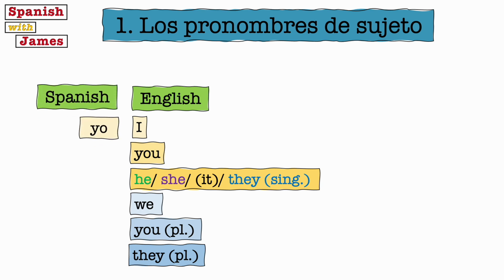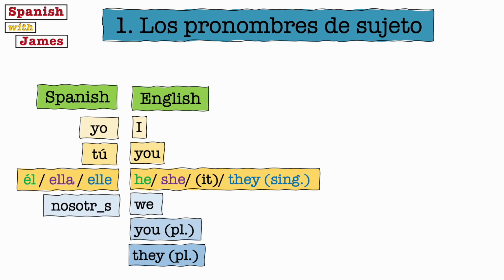In Spanish, this would be yo, tú, él, ella, nosotros or nosotras or even nosotres, modern, more gender-inclusive language, vosotros, vosotras or vosotres, y ellos, ellas or elles. Remember, the O is for the masculine, the A is for feminine, and the E is increasingly being used to include non-binary people or just to be more gender-inclusive.